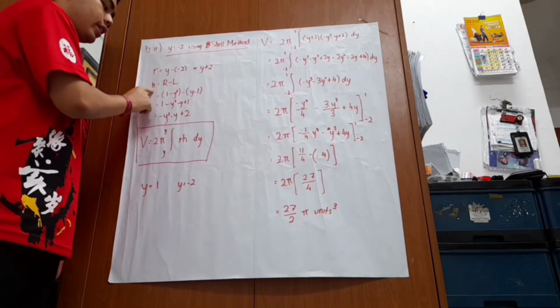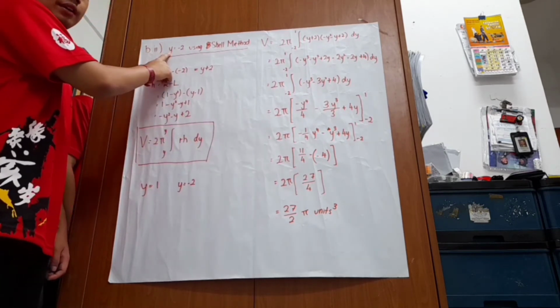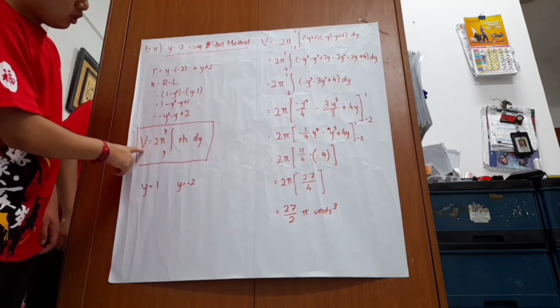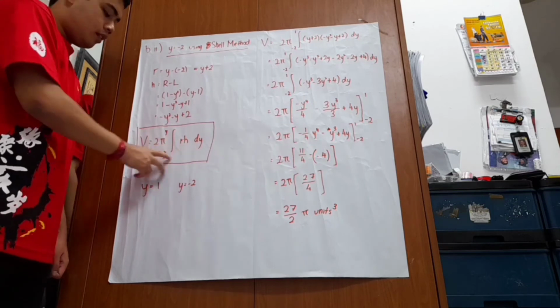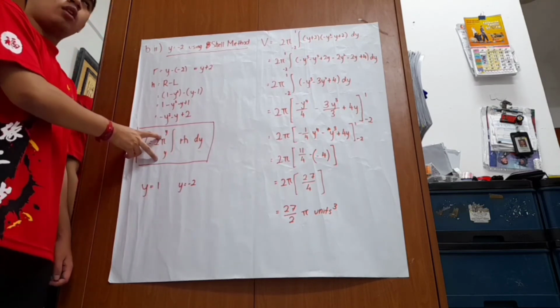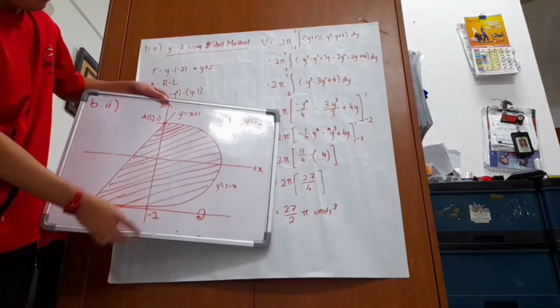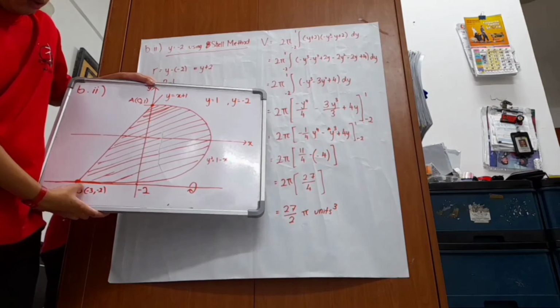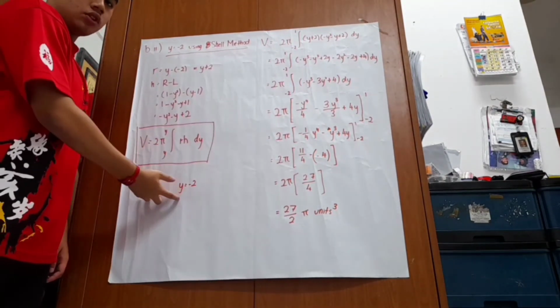So we already get r and h. Then use this formula, using dy, because the line is y equals to negative 2. The volume is 2 pi integrate radius times height dy. The limits are the coordinates of the intersection points: y equals to negative 2 and y equals to 1.